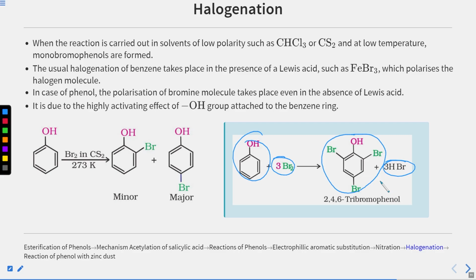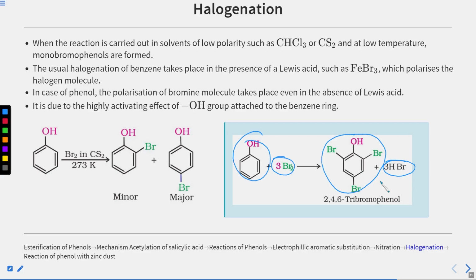Now, if you ask about the mechanism, it goes through a simple electrophilic aromatic substitution. There is no change in the mechanism. Only the reagent is changed, but the main reacting part is always Br. So this Br will simply be taken up by the ring, and the negative charge will be transferred to the other Br on the other side of the bond. Clear? So this is the halogenation.